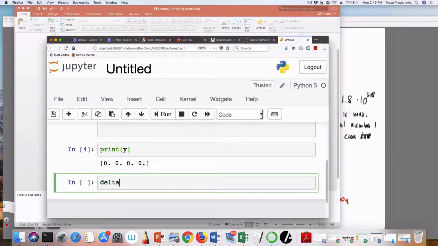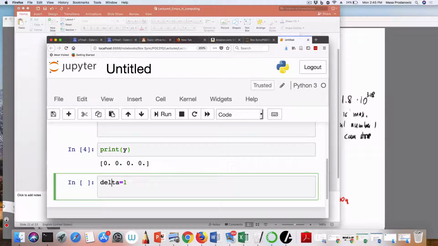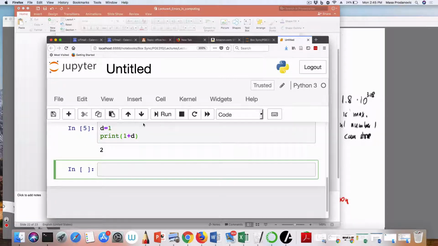So my delta is 1. If I start with 1, I'm going to call it D for short. Obviously 1 plus D, if I print it, is 2. Now if it's 0.01, I still see it. It's 1.001. And my question is, when will this D become too small for me to actually notice the difference from 1? Which loop would you do?